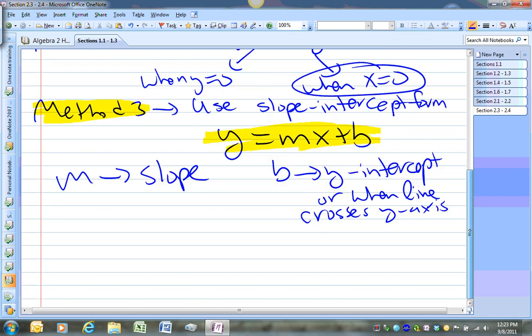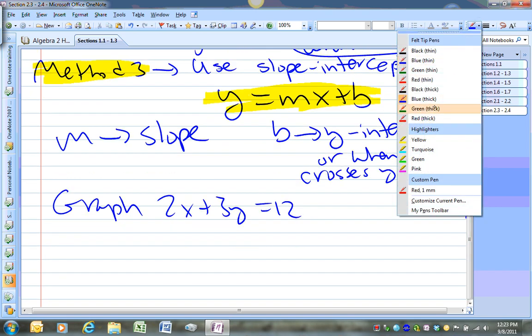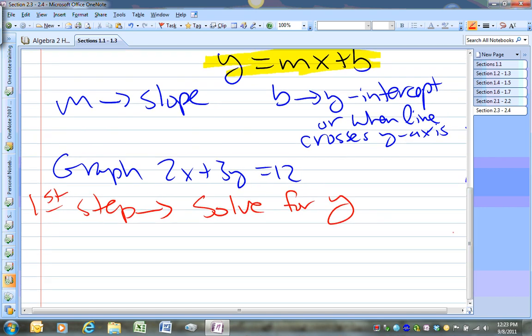So now we can do this problem. So again, we have to graph 2x plus 3y equals 12. First step, solve for y. We did this actually in, I think, section 1.4.